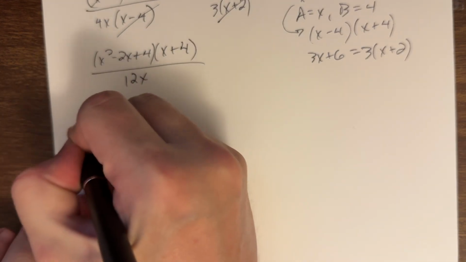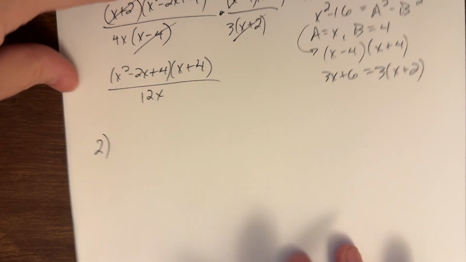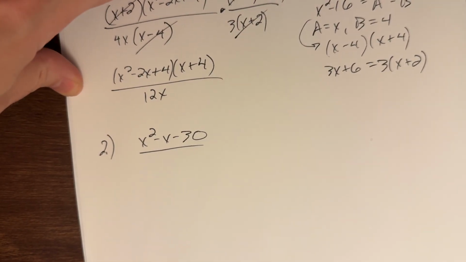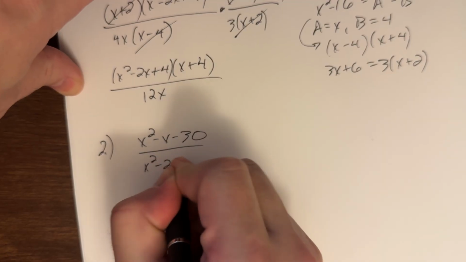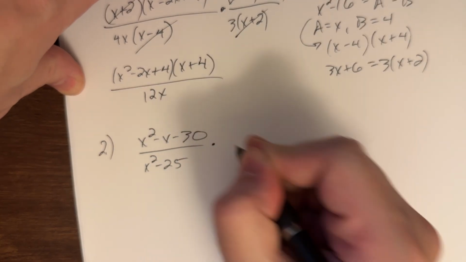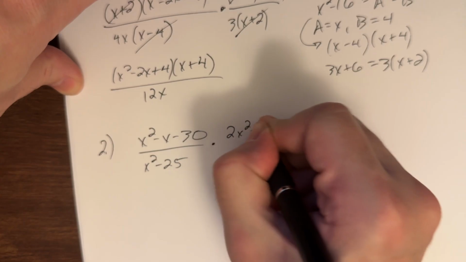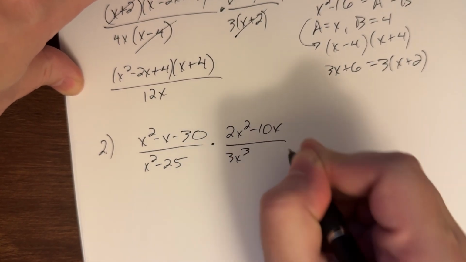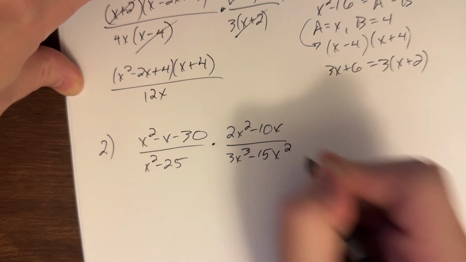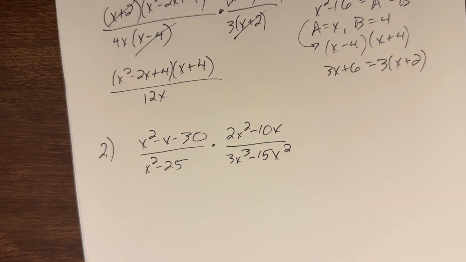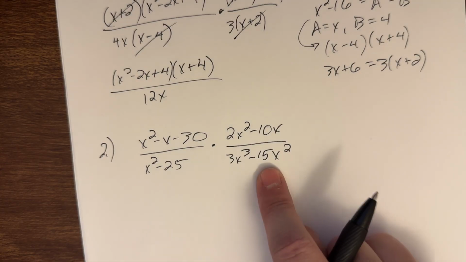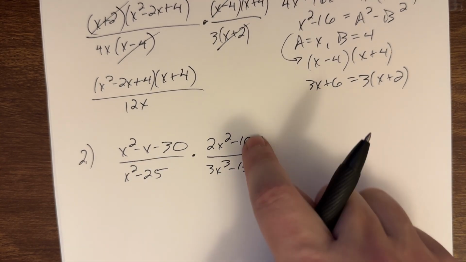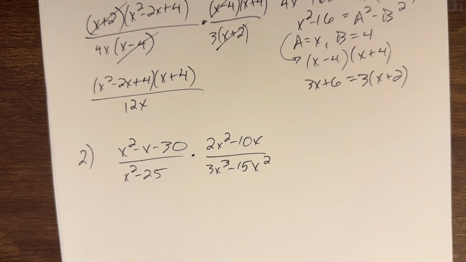Now, number 2, same idea. Number 2, let's look at x squared minus x minus 30 all over x squared minus 25, times 2x squared minus 10x all over 3x cubed minus 15x squared. All right. Once again, initially looks like a big mess, but I need to factor. I need to factor each one of these.